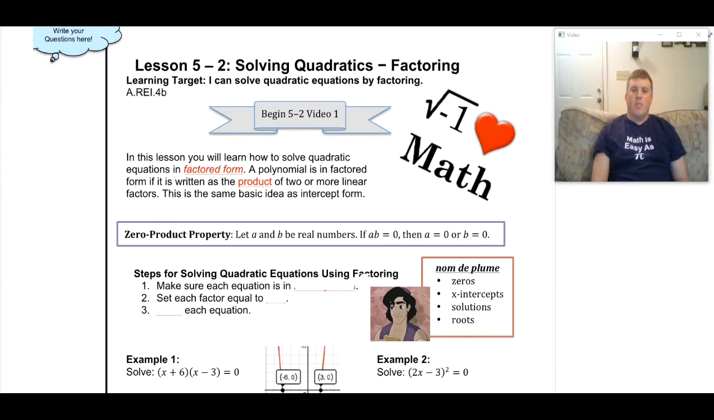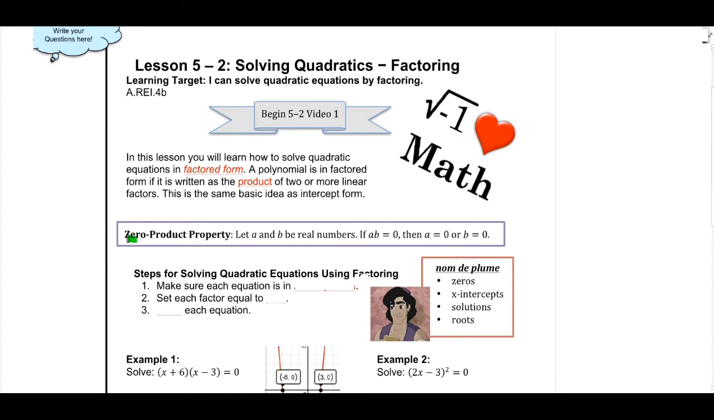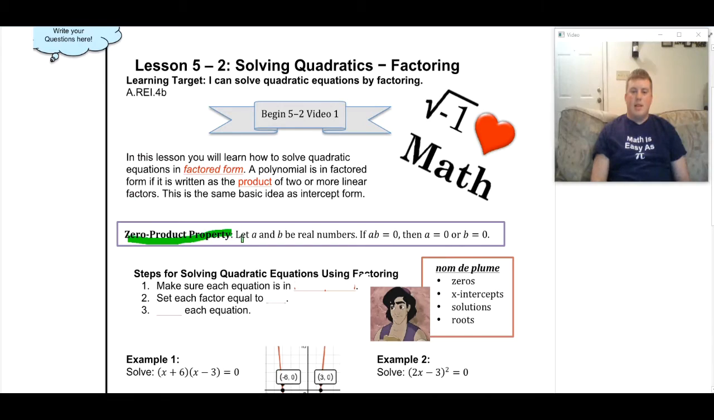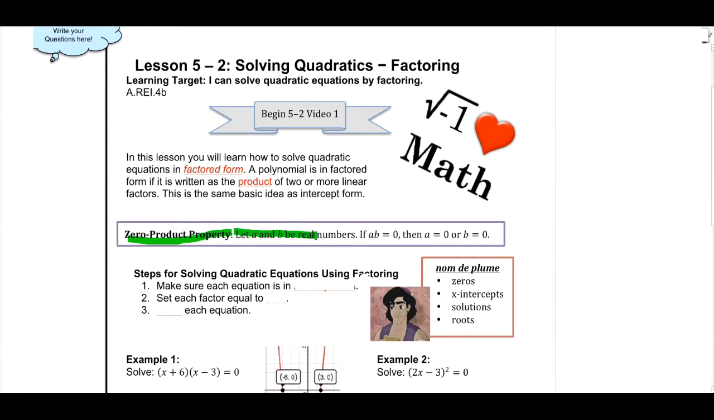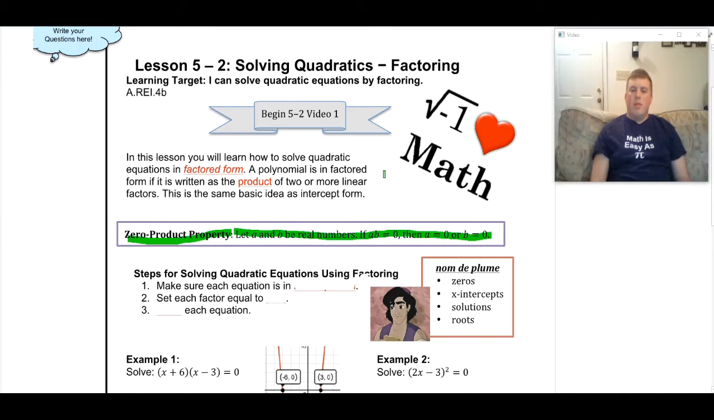when we were graphing from intercept form. Now, we have a very specific property that is going to help us out with figuring out our solutions when we are solving quadratics by factoring. And that property is called the zero product property. What that says is if we let a and b be real numbers, then if a times b equals 0, then one of those two factors, a or b, has to be equal to 0.